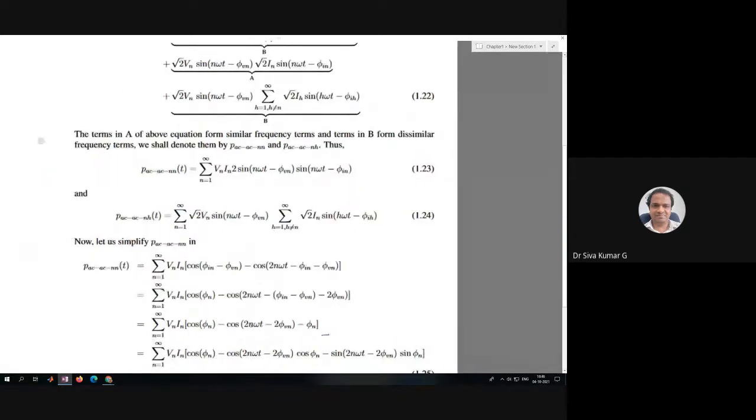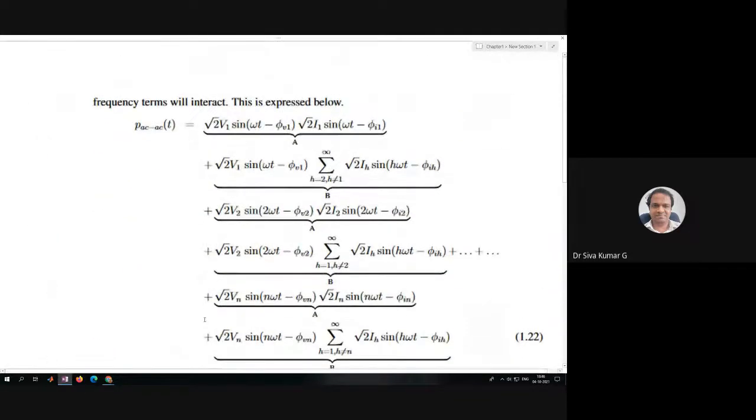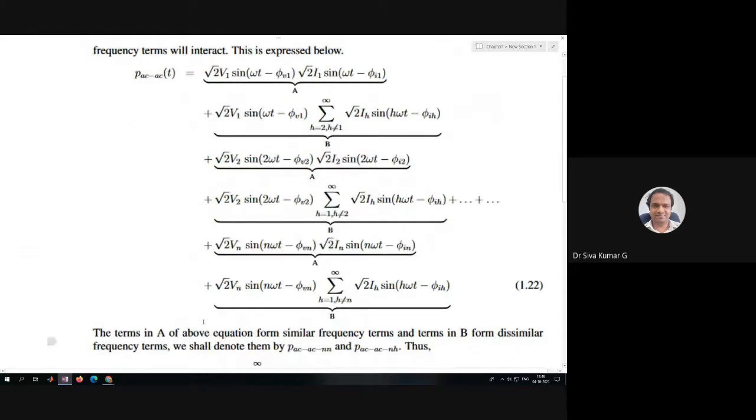I'll share these notes with you also, mostly maybe as a PDF file. This is only for your understanding of how the harmonic voltages, the instantaneous voltages, are going to interact with respect to the instantaneous currents. Apart from this, we are going to see about the power: real power, reactive power, harmonic power, and then the apparent power, the power factor, and the displacement power factor also.